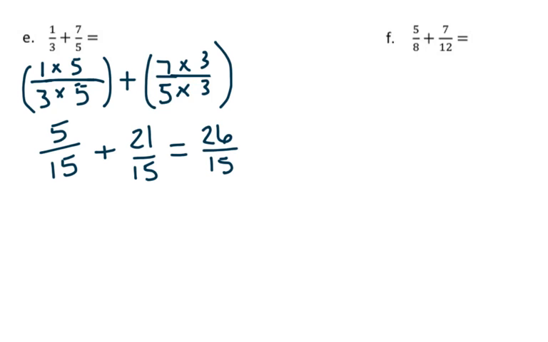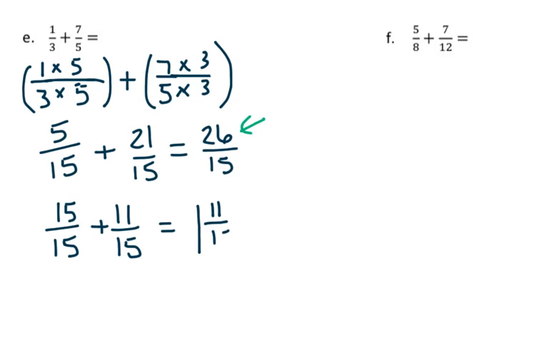So since the numerator is more than the denominator, that's called an improper fraction, and we're going to make this into a mixed number by making that 15/15 plus 11/15. And I got that using my 26 here. And that is equal to the whole number 1 and 11/15. So the answer would be 1 and 11/15 for part E.